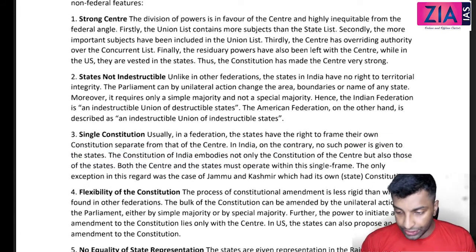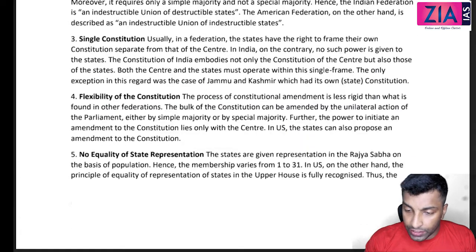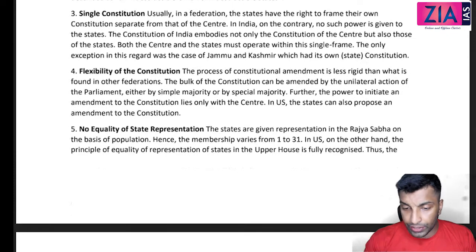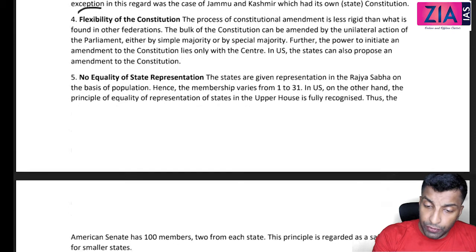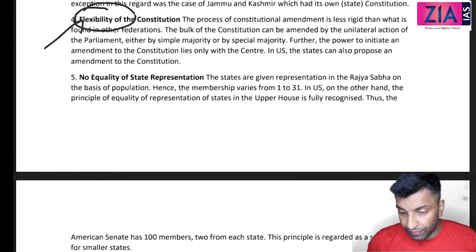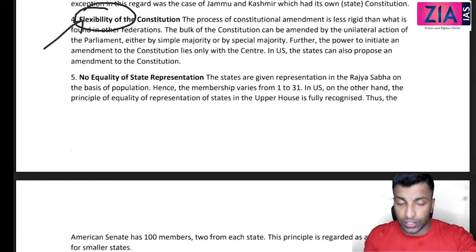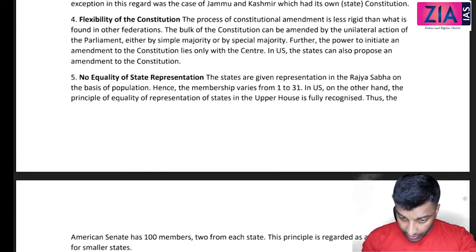States not indestructible, that is self-explanatory. Single constitution, yes. So in US, if you see, there is constitution for the state also. Flexibility of constitution. So just before I've told you, constitution is rigid when we were supporting the arguments in favor of federal setup, but when we are discussing about unitary setup, we have to say that our constitution is flexible. There are different areas where the constitution is flexible, right? Even that Article 3 also you can write here. Without the consent of the state, you can change the name of the state.